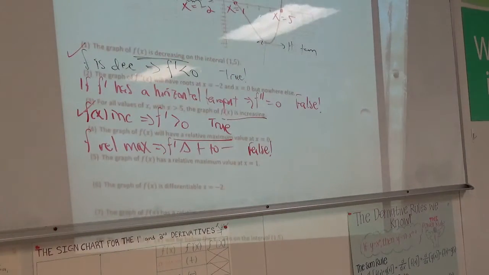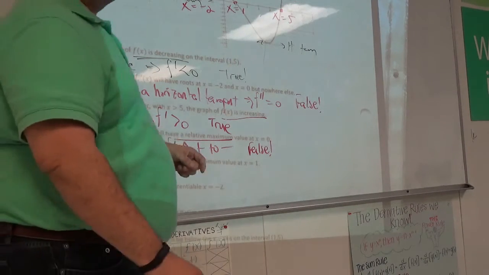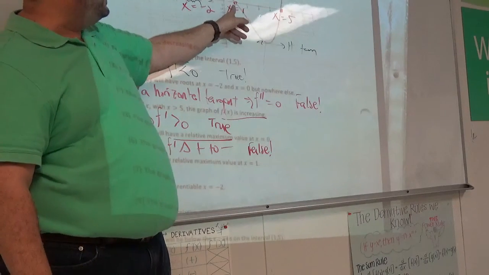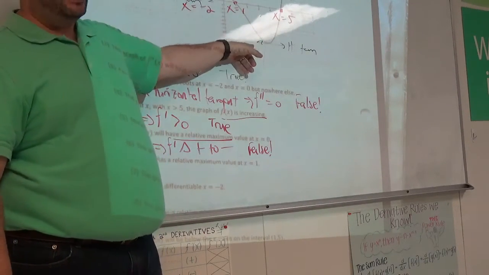There is a relative max. F does have a relative max somewhere. Who sees it? Where does f have a relative max? I see 1, I see 2 people out of 21, I see 3, I see 4, I see 5. If f has a relative max, f prime makes a change from positive to negative. Jose, where does that change happen? At x equals 1, because this is where f prime changes from above the x-axis to below the x-axis.